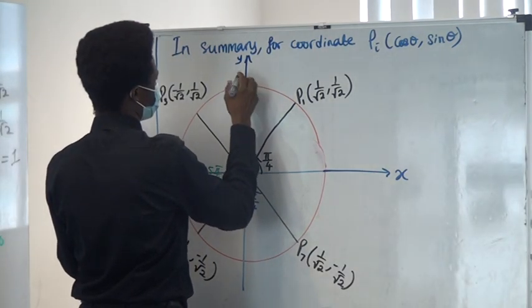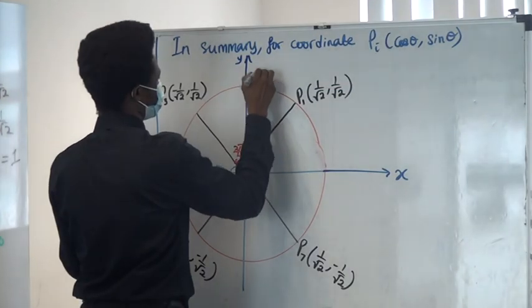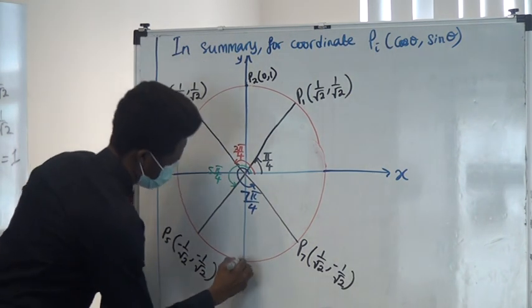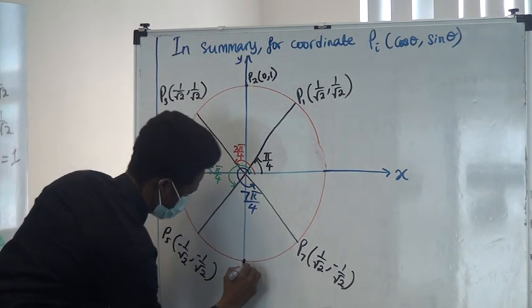Genius. 3 pi over 4. Is it always... Yeah, but it's just the side of it.